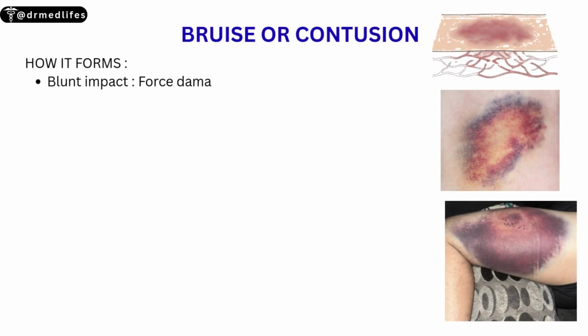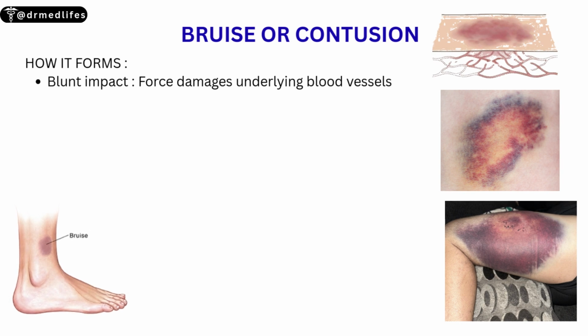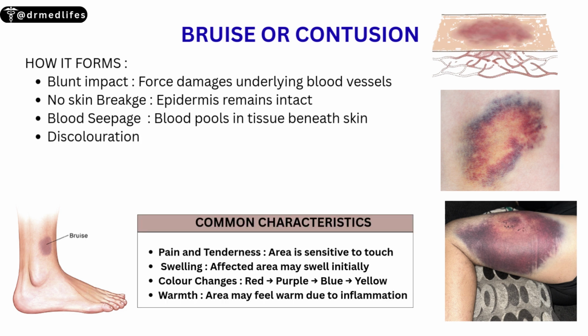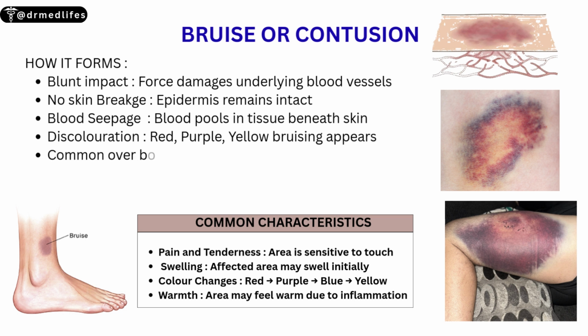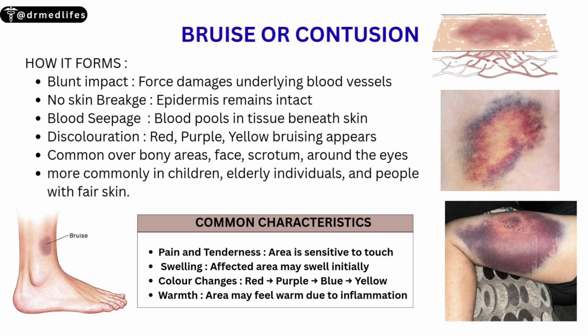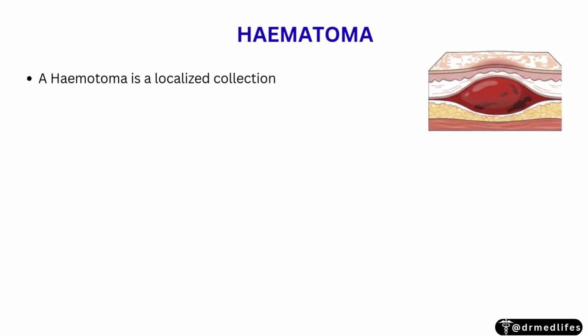Third one is bruises or contusion. A bruise or contusion happens when a blunt force hits the skin, damaging the blood vessels or capillaries underneath without breaking the skin. This leads to skin discoloration due to seepage of blood into the tissue below. It is common over bony areas, face, scrotum, around the eyes, and more commonly in children, elderly individuals, and people with fair skin. Fourth one is haematoma.